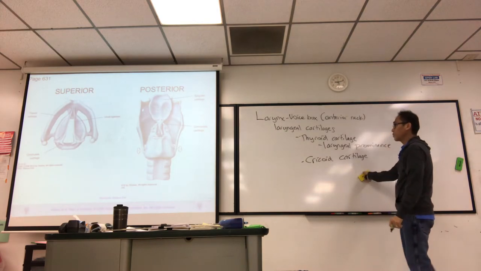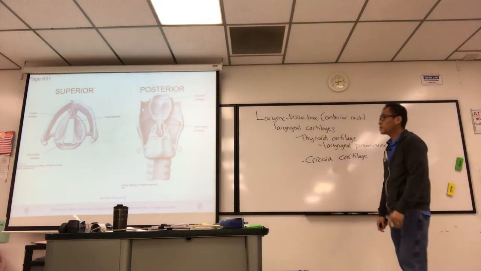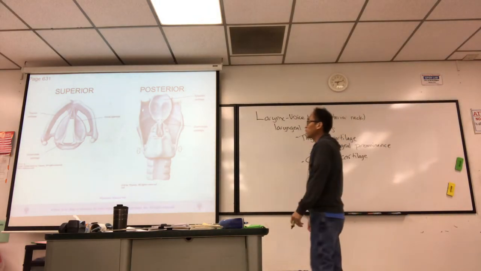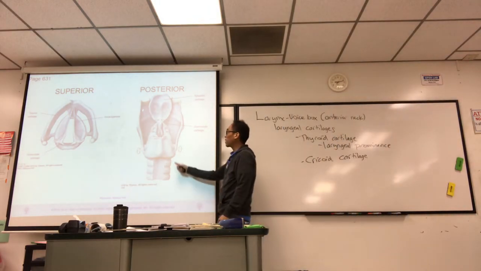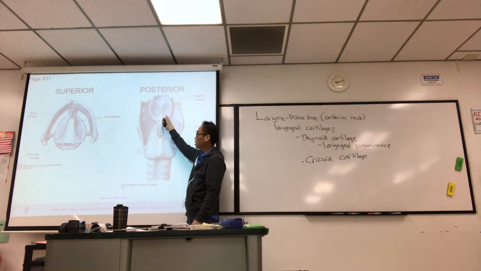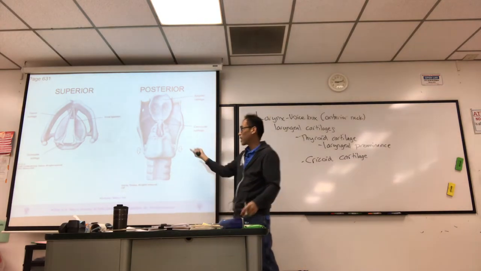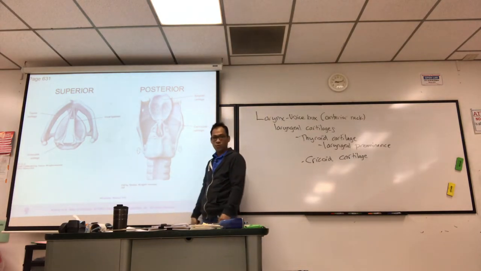Here's a superior view of the larynx, and again, the posterior view, which we saw before. Posteriorly, we can see the cricoid right there, already noted it. We can see the thyroid. We could also see the epiglottis. I already wrote that down. So that's what it looks like when the mucous membrane is removed.